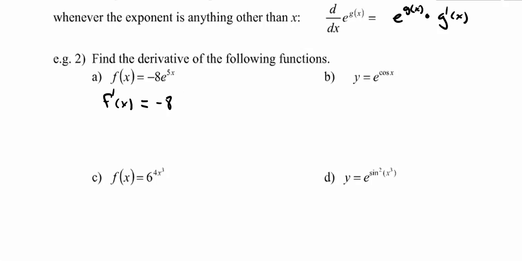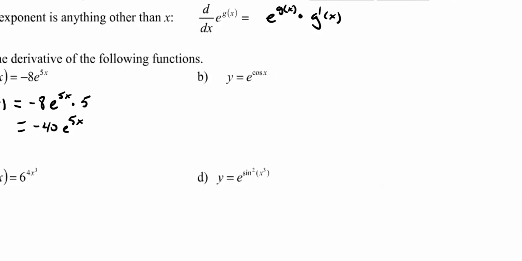And then the derivative of e to the power of 5x is really nice. It's just e to the power of 5x. Perfect. But then don't forget, right? We have to take the derivative of the exponent there as well, like the inside of the chain rule. So the derivative of 5x would just be 5. So that's equal to negative 40 e to the power of 5x. And done. All right, next one.